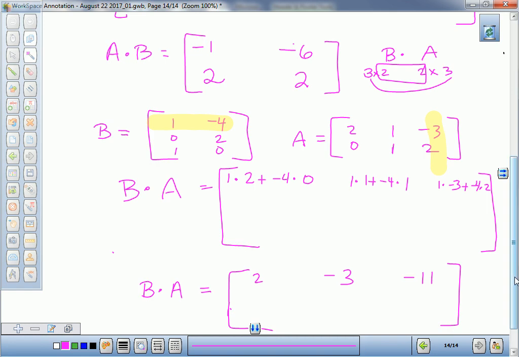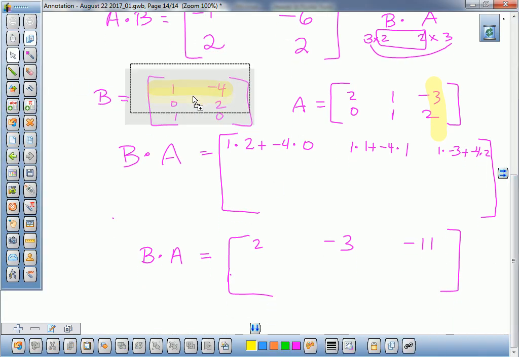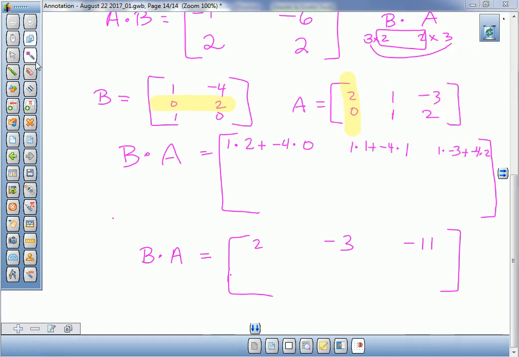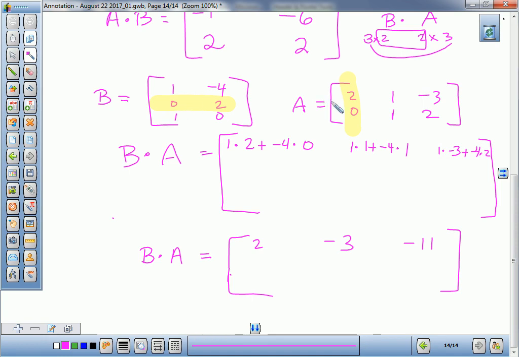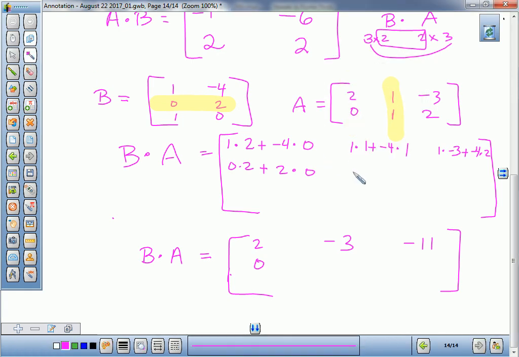So I'll show the products instead of just saying them. Which numbers are you multiplying? Okay. So we're going to do this row times this column. Okay? What I didn't show was the 1 times the 2. I just wrote the number 2. And I didn't write negative 4 times 0. I just wrote the number 0.